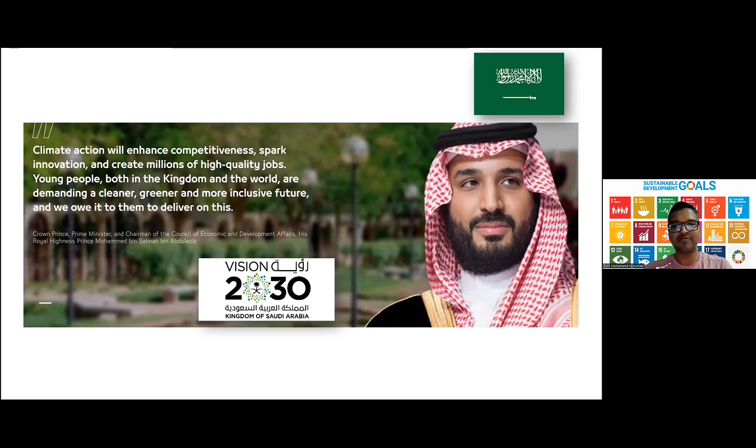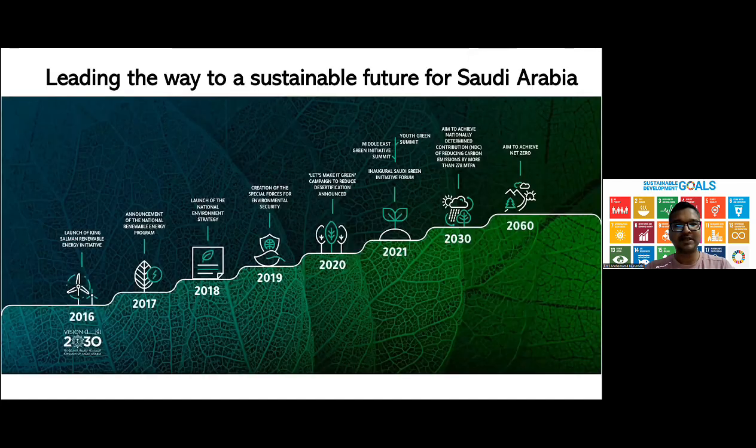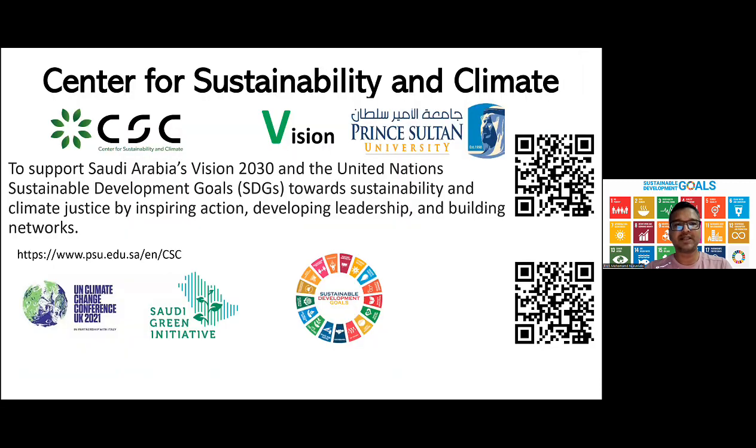Because still people have a misconception that climate action is costing everything. So we need to see it as a business model, an impact model, and so on. And this is the agenda for a sustainable future for Saudi. And Saudi, as you all know, is aiming to be a net zero carbon country by 2060. As part of Prince Sultan University, the Center for Sustainability and Climate is a think tank, and we are aiming to address the Saudi Vision 2030 SDGs by inspiring action, developing leadership, and building networks.